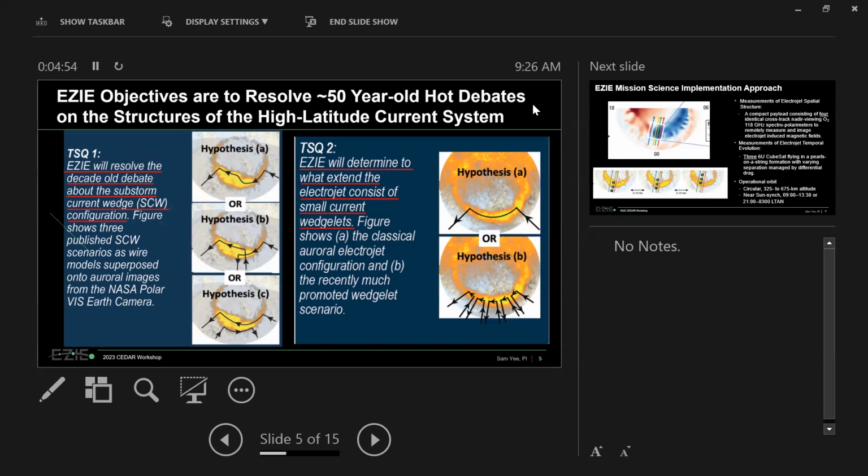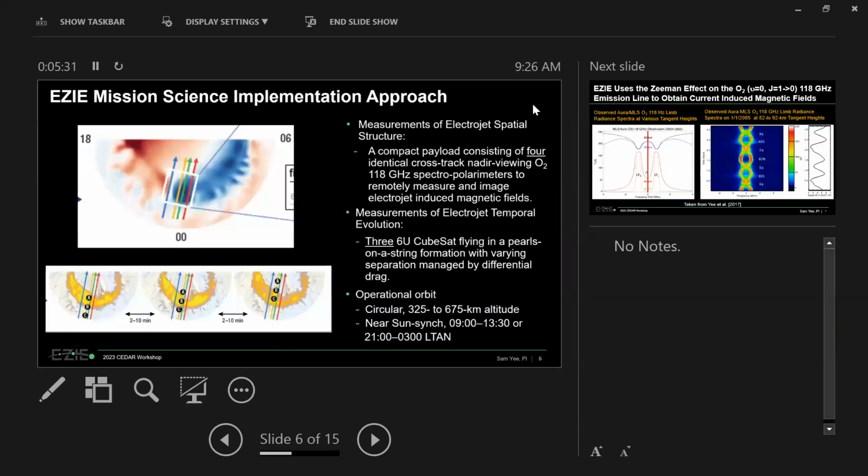But first, we want to resolve a 50-year-old hot debate about the structure of the high latitude current system. Modeling has been developed over the years on how the field line current comes down, how it closes in the ionosphere, and what the structure is like. It could be a hypothesis of a single loop system, or a crossover two-loop system, or actually two individual loop systems, as shown here. All this requires high resolution measurement near the midnight sector. And there's also a newly developed theory about the general auroral electrojet structures.